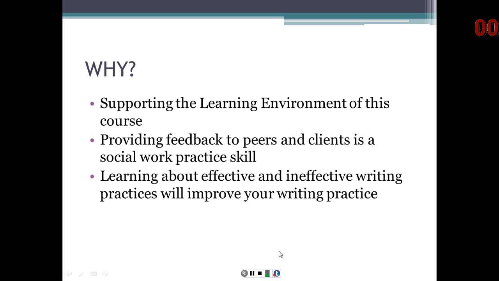Peer review is a very important way that you can support the learning environment of this course. Providing feedback to your peers and your clients is a social work practice skill that will be invaluable to you. You are constantly, as a professional social worker, having to talk to either clients about something you're seeing in your therapy room, or you're talking to communities about what you see in their community. You're talking to peers about what kind of actions you're seeing them take and how that's impacting clients. So you're constantly providing feedback, and communicating what you mean in an effective manner is a very important skill indeed.